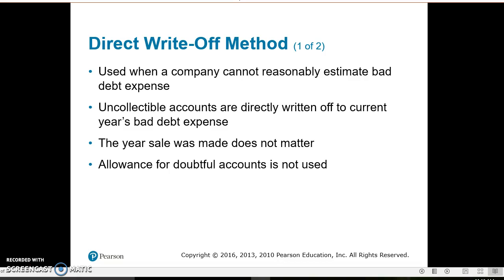Another method we can use is the direct write-off method, and this method is used a lot for small businesses. A business that has not been a business for a long time and doesn't have records of their sales, what their percentages are, or they just have a hard time estimating their bad debts expense. So this means you're going to directly write off the bad debt expense to the current year. You're not going to look at your year's sales. It's just whatever is bad at that time.